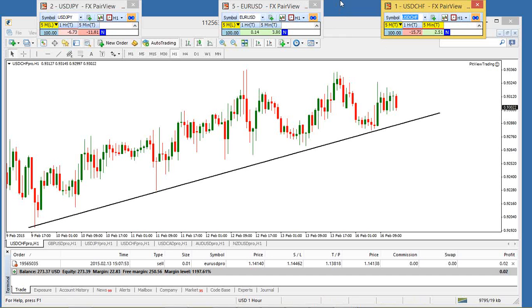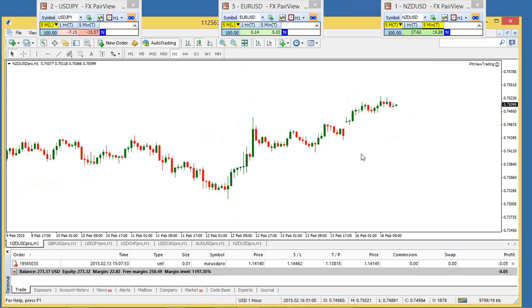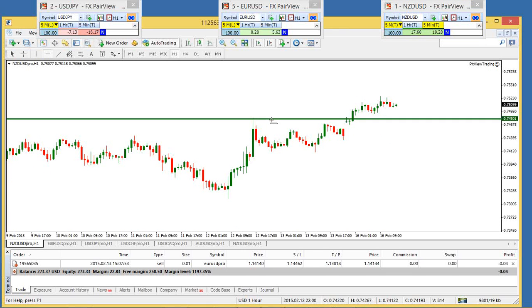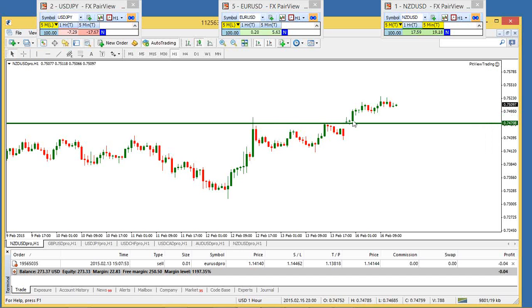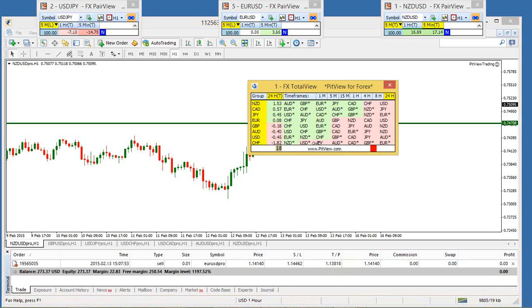All right. Let's check some other ones out. One of them that's been interesting, they had a better than expected number last night. Let's go ahead and look at New Zealand. New Zealand was an interesting one, when it broke through this little resistance area right up in here. New Zealand had some good numbers. You can see on total view, we already looked at the Swiss, which is still down here among the weaker currencies in the last 24 hours. New Zealand's one of the stronger ones.